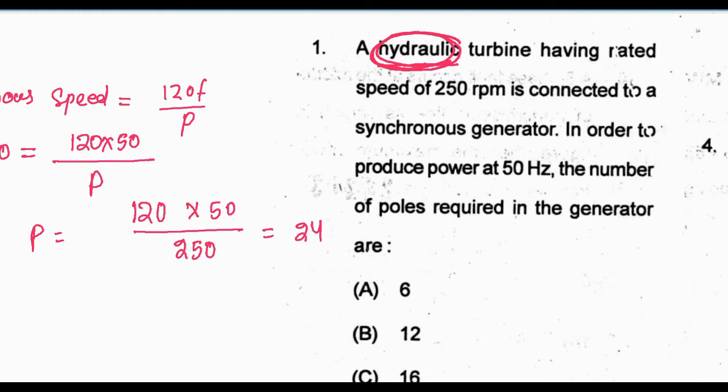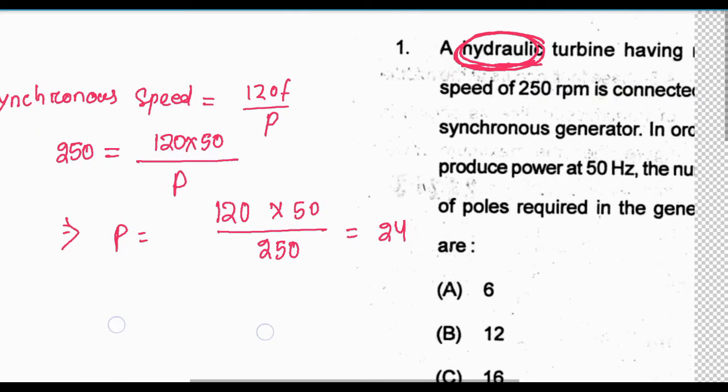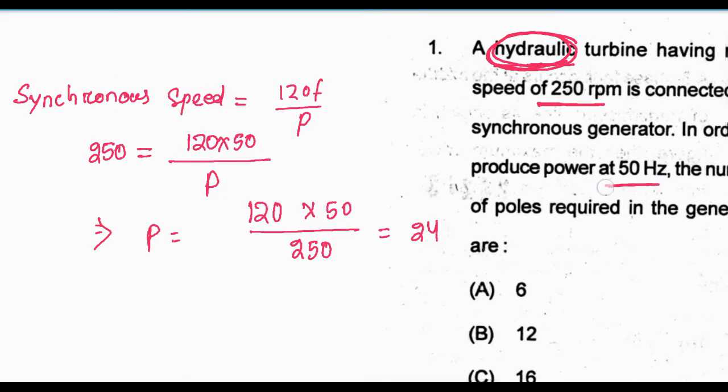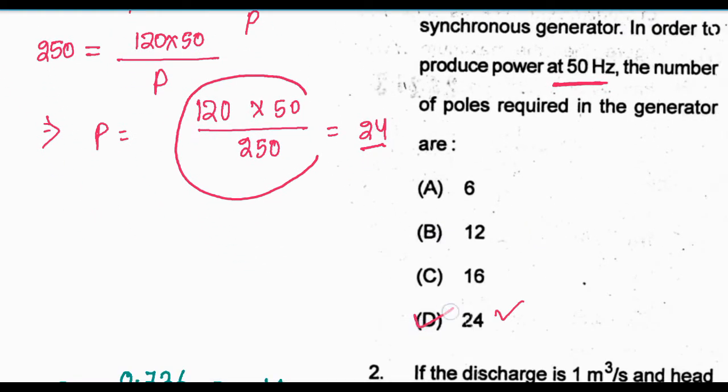So this is a very easy thing. We have the synchronous speed, and we have to find out the required poles for the synchronous generator, and frequency we know is 50 Hz. So synchronous speed of a generator, that is alternator or synchronous generator, is generally given by 120 F by P, and we have to find out the P. So P is equal to 120 into frequency by synchronous speed, which gives 120 into 50 by 250, which is equal to 24. So the answer will be 24. That is option D, correct.